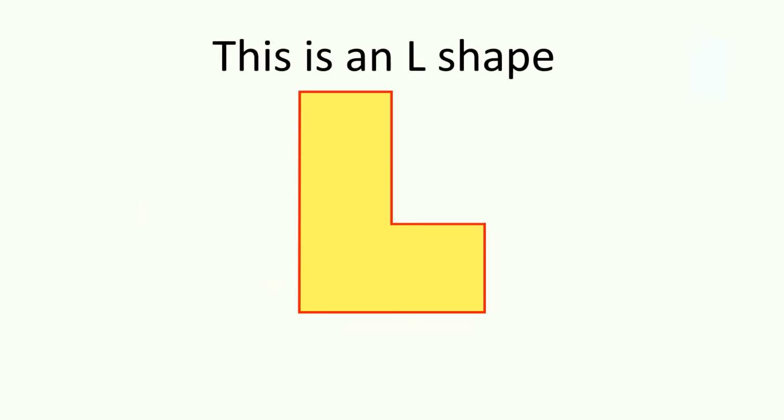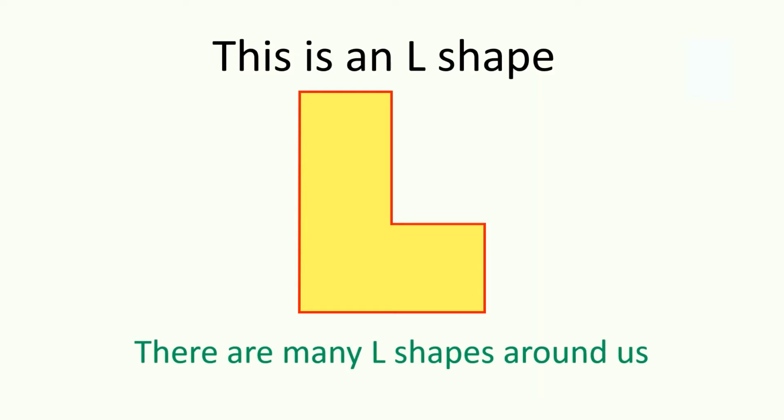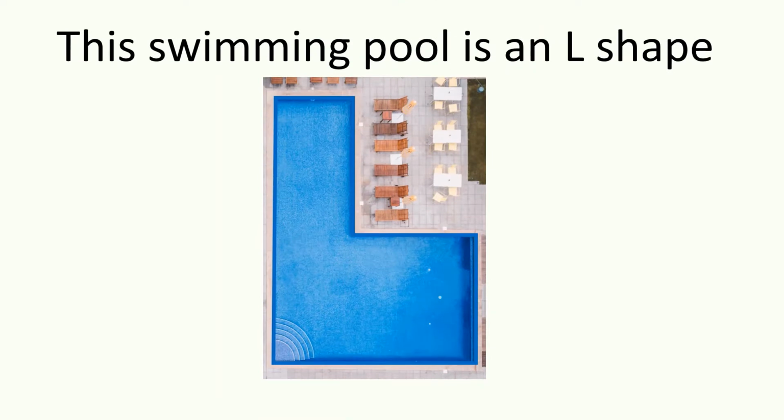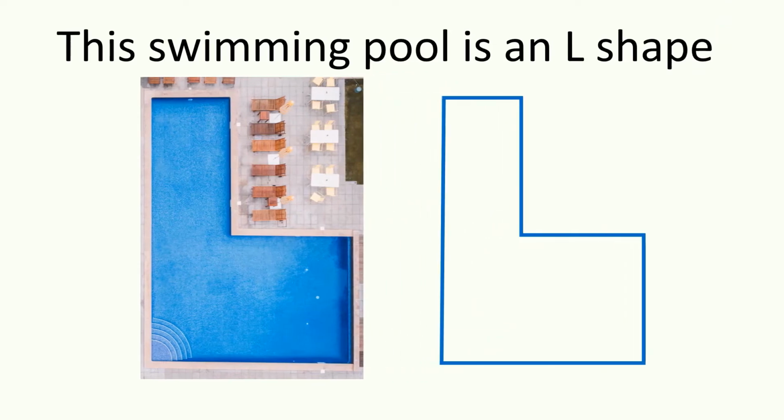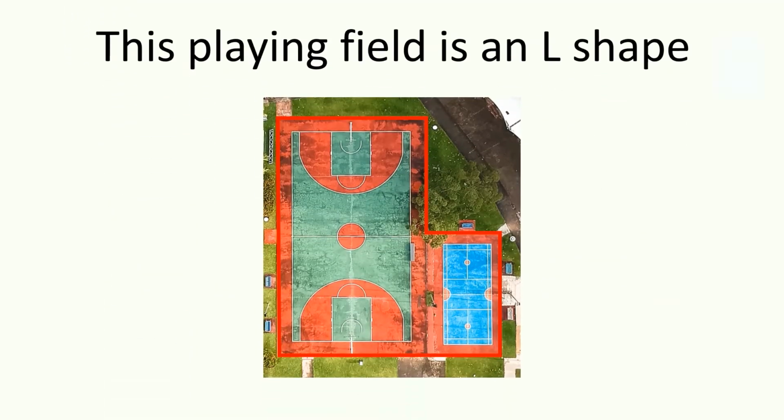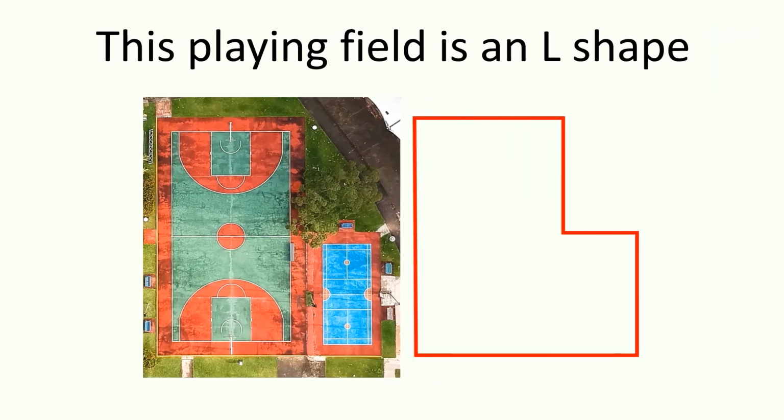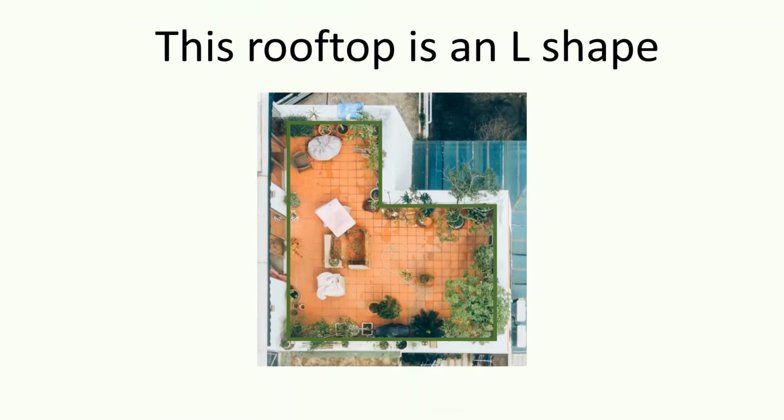This is an L shape. There are many L shapes around us. For example, this swimming pool is an L shape. This playing field is also an L shape. And this rooftop is an L shape.